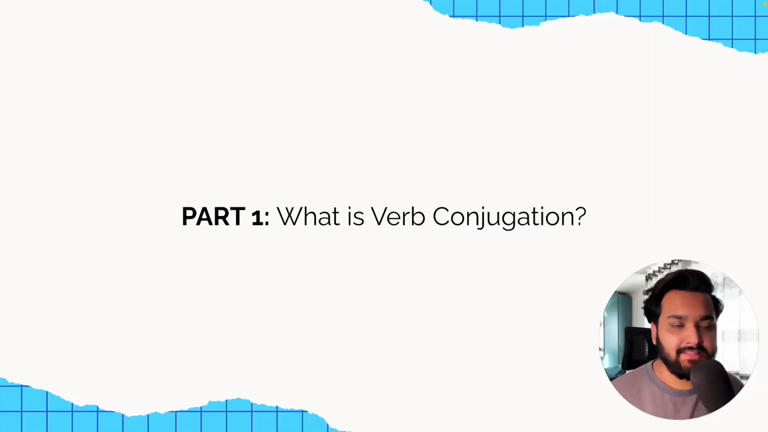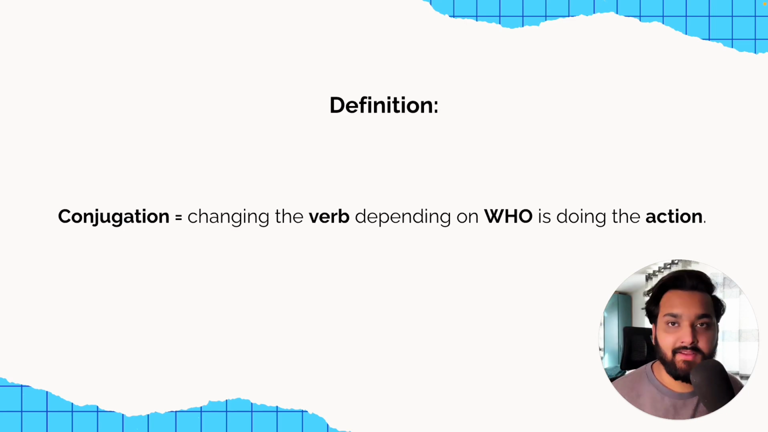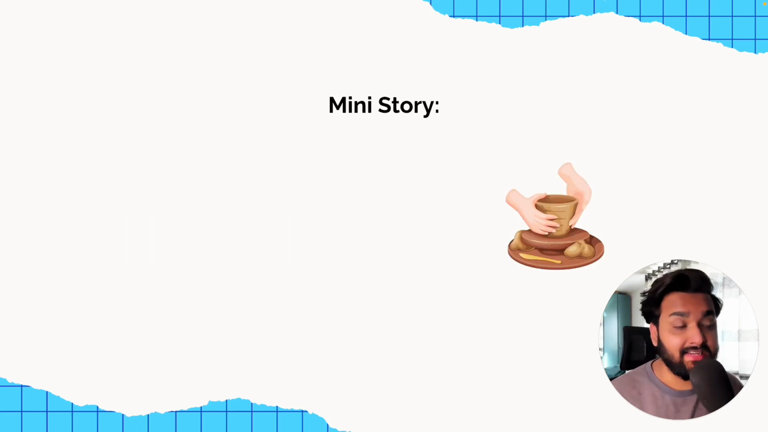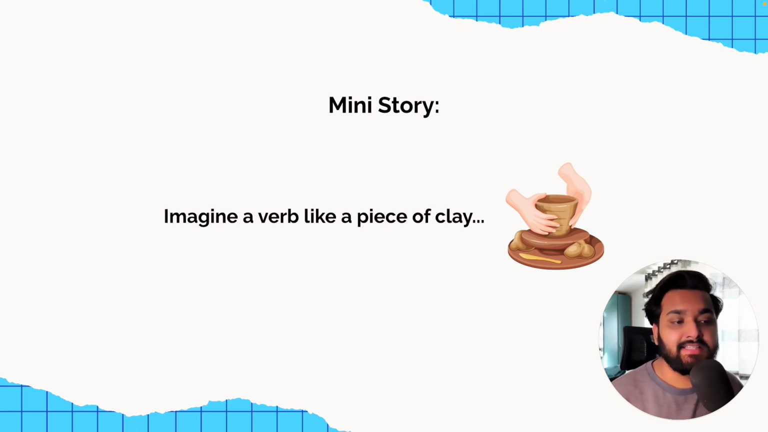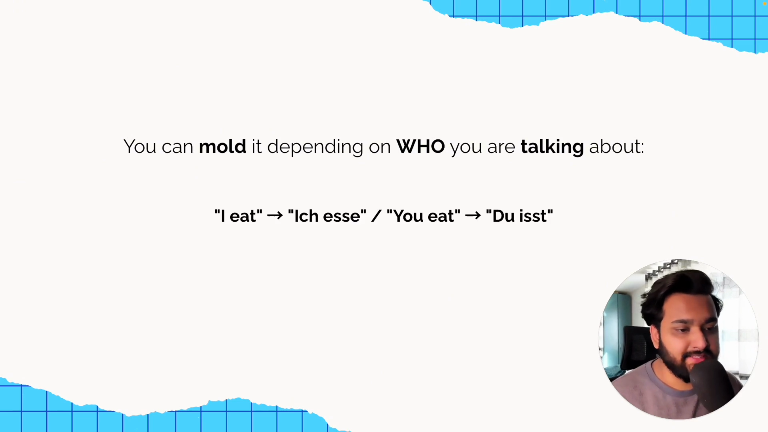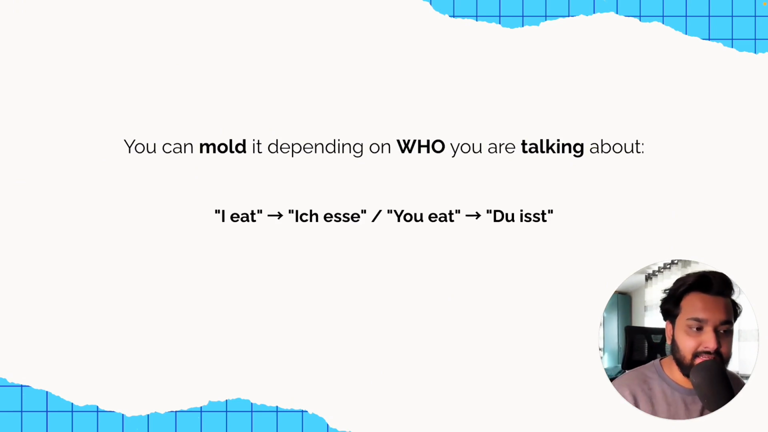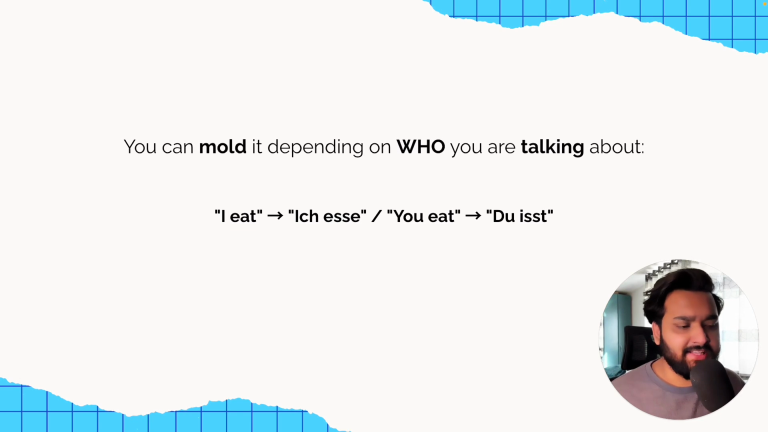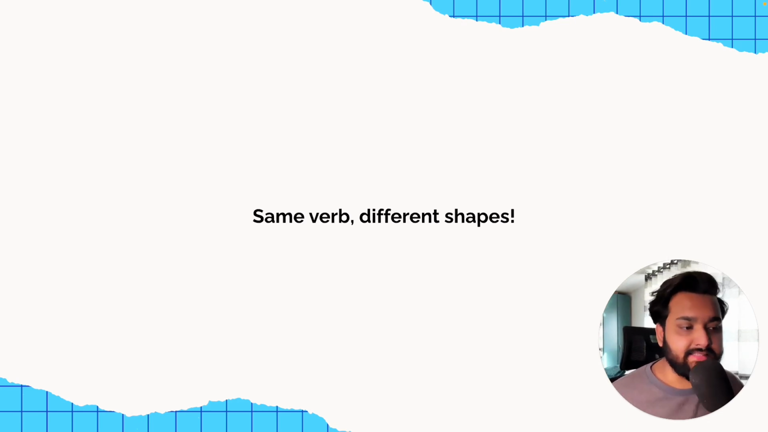So let's get started. Before we start with our actual lesson, let's understand what verb conjugation is. Conjugation is basically changing the verb depending on who is doing the action. Let's understand this through a mini story. Imagine a verb like a piece of clay. You can mold it depending on who you are talking about. For example, I eat, ich esse, you eat, du isst. As you can see, we have adjusted the verb essen depending on the subject. We said ich esse, but in case of du, you say du isst. Same verb, different shapes. That's the whole meaning of verb conjugation.